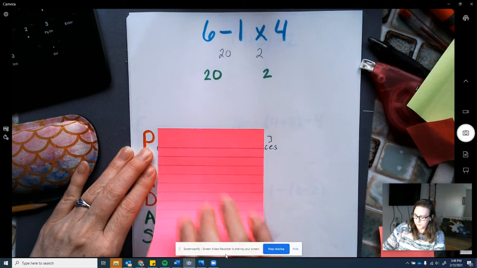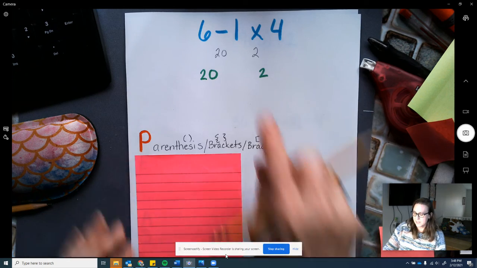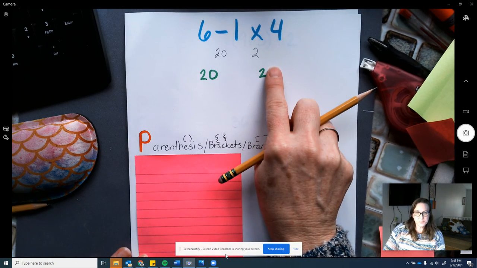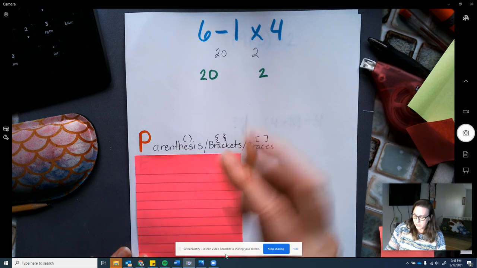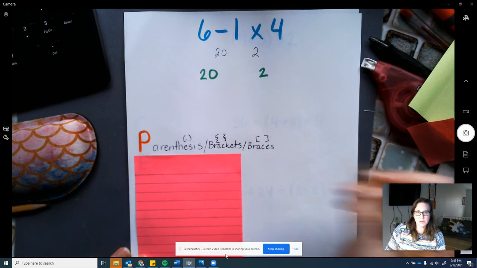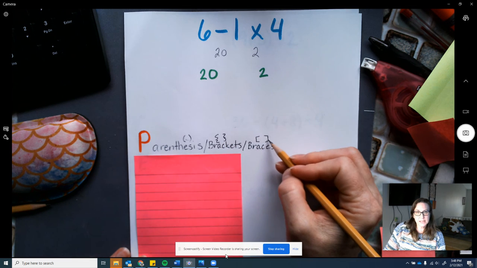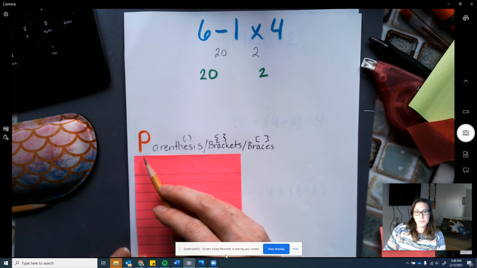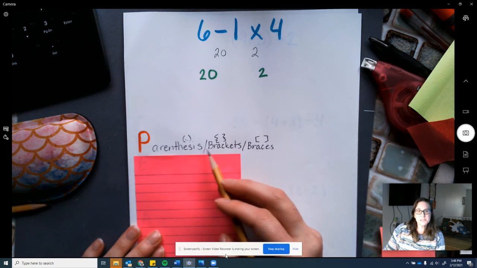So the first thing we do is we look at the equation and we look to see if there are any parentheses. Parentheses look like this. You've got numbers and whatever else in the middle. Brackets look like this, and there's stuff in between, and braces look like this. So we just use the P for parentheses, but it means parentheses, brackets, or braces.